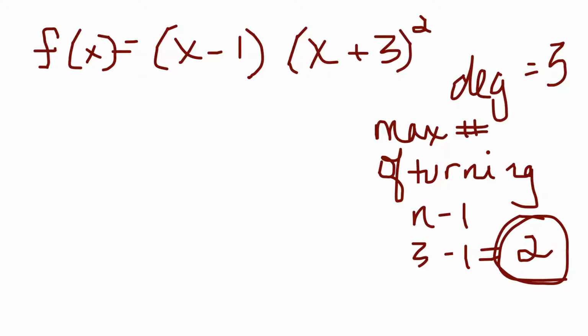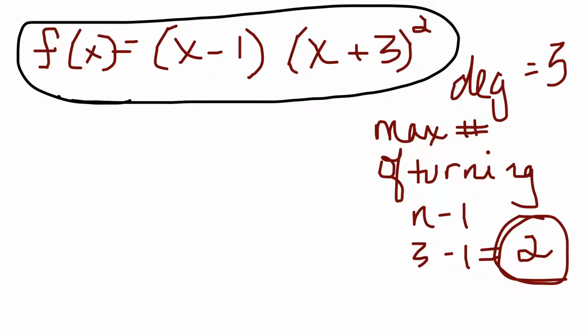Now, I think we're ready to examine where my intercepts might lie. So let's think about this. Let me change my colors here. Where are my x-intercepts? So where is this entire thing equal to 0?